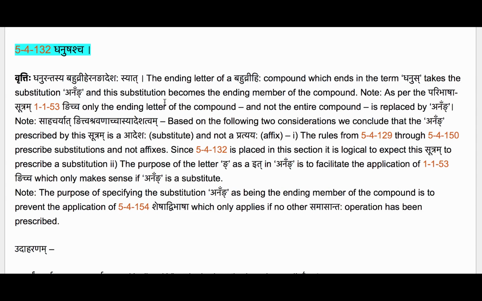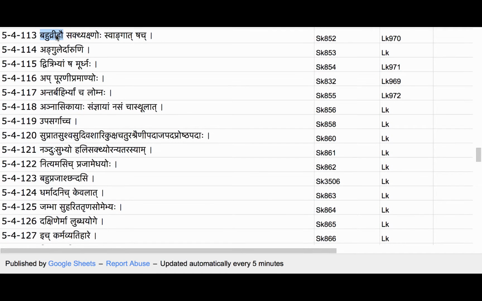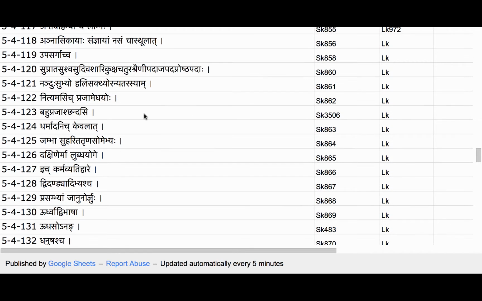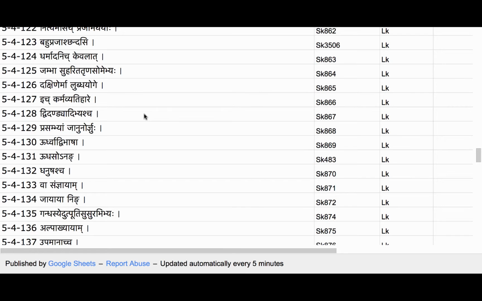Let us now continue in this section which prescribes samasanta pratyayaha for bahuvrihi compounds. This section runs from 5.4.113 bahuvrihau sakthyakshnoh svangat shach and goes down to the end of this fifth chapter of the Ashtadhyayi. This section of course is contained in the Adhikara of Samasantaha, which runs from 5.4.68 to the end of this fifth chapter of the Ashtadhyayi.